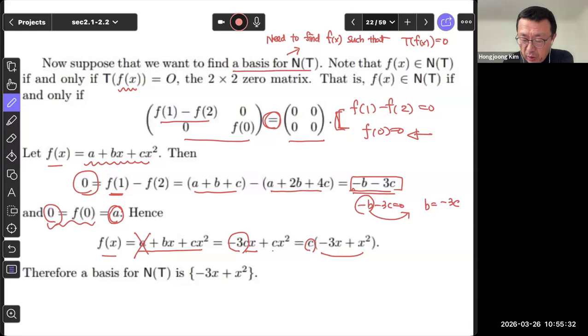So that means when I consider an arbitrary function f, and if I assume that the image of f is 0, then this f must be of the form some constant multiple of negative 3x plus x squared. That means one basis for the null space will be this set. Okay, so that is a basis for the null space.